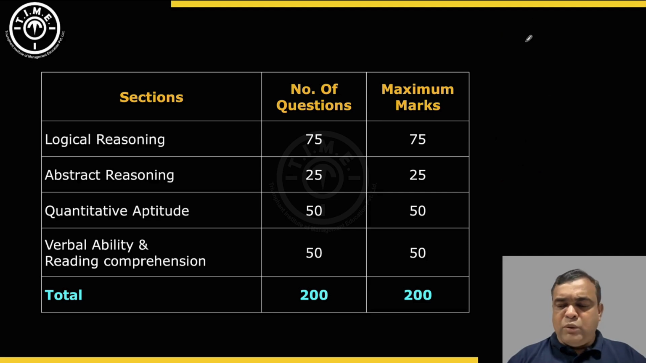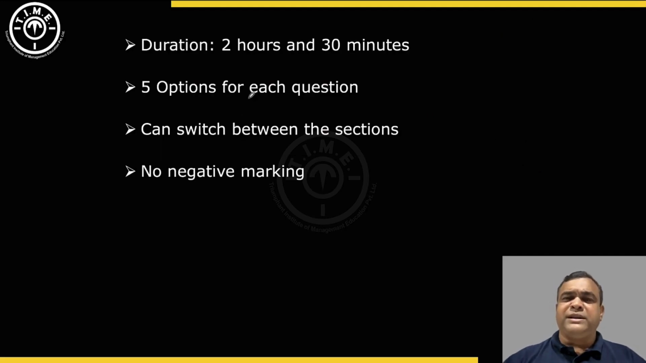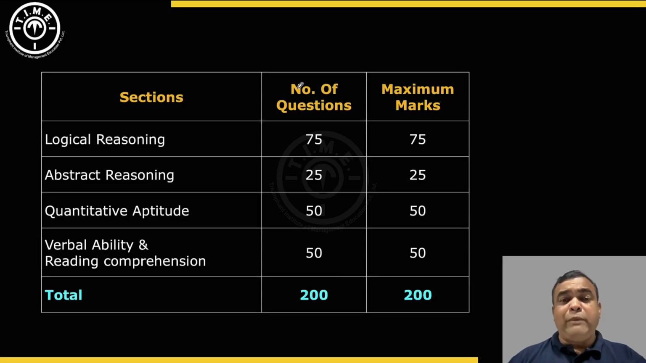Fine. Now, as paper pattern, there are no surprises: 2 hours 30 minutes, 5 options for each question. You can attempt any question from any section. So what could have been the order of the sections? That is the individual choice.